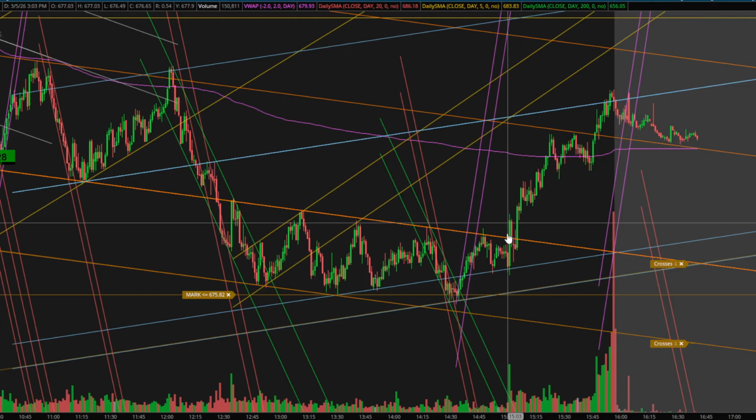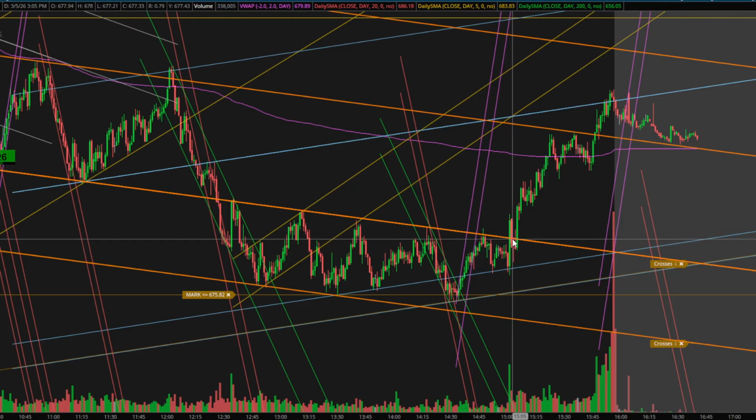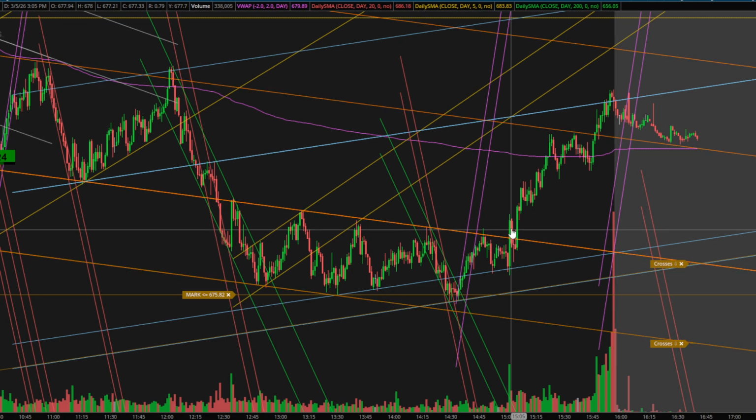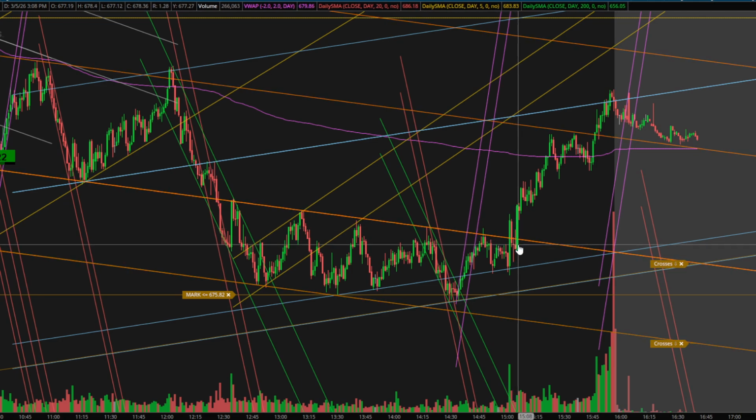Tough though when you have that huge candle, all that volume. It's literally sitting right on the retest. Looks perfect. Yes, getting back in, just being quick to get back in here.